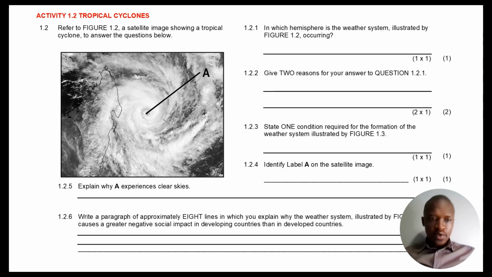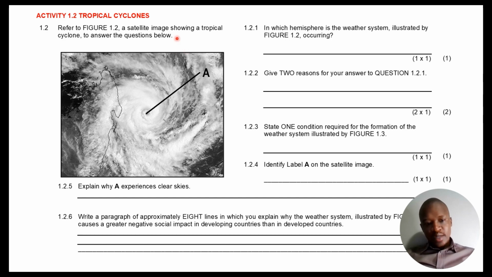In today's video, we're covering a short activity on the tropical cyclone. Let's read 1.2.1. It says, refer to figure 1.2, a satellite image showing a tropical cyclone, to answer the following questions. Remember, tropical cyclones have alternative names.